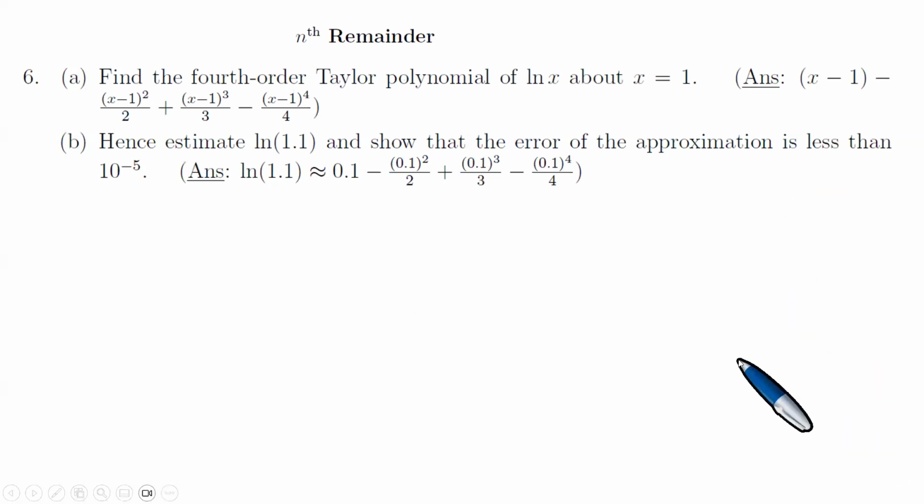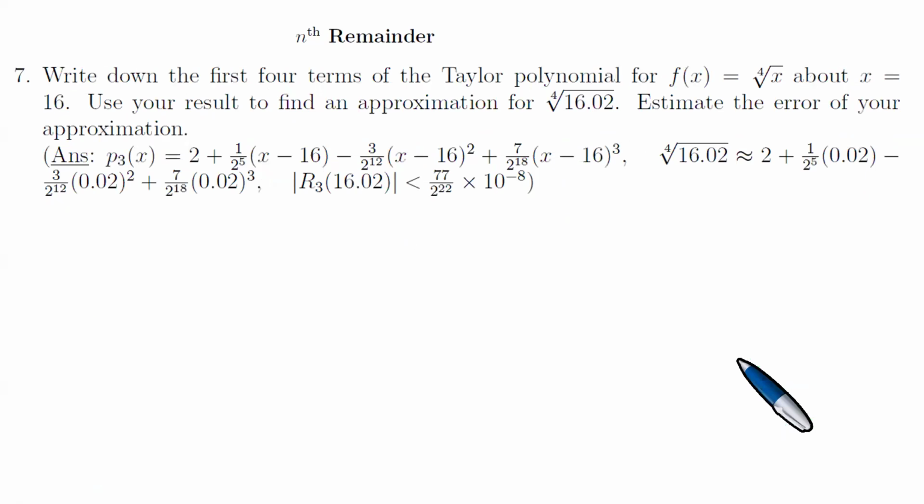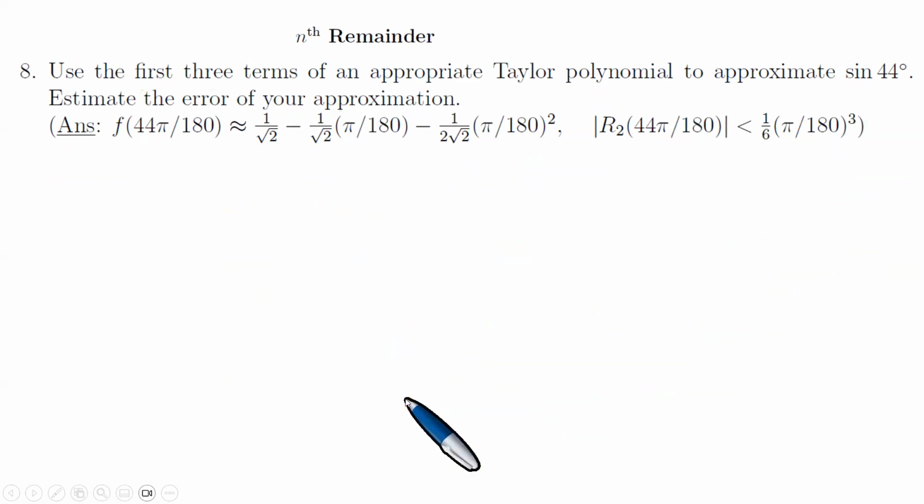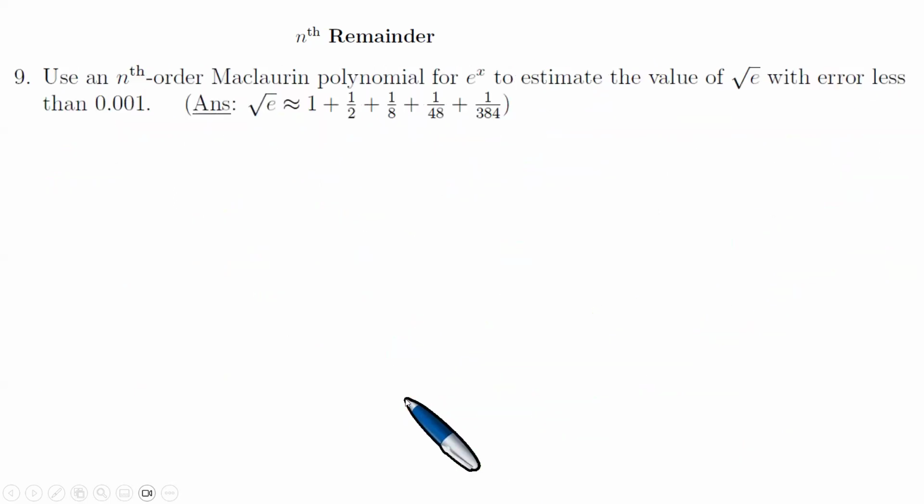Okay, we did this Taylor polynomial yesterday. You just need to remember the Taylor formula. The Taylor polynomial of this fourth root we did yesterday. And then we also did finding the first 3 terms in the appropriate Taylor polynomial for the sine of 44. Use the nth order Maclaurin polynomial for this to estimate that. You can always do that.